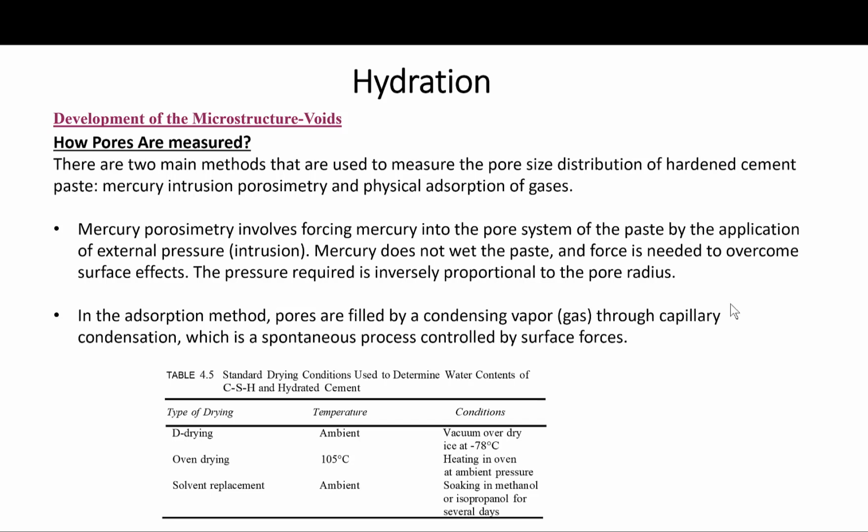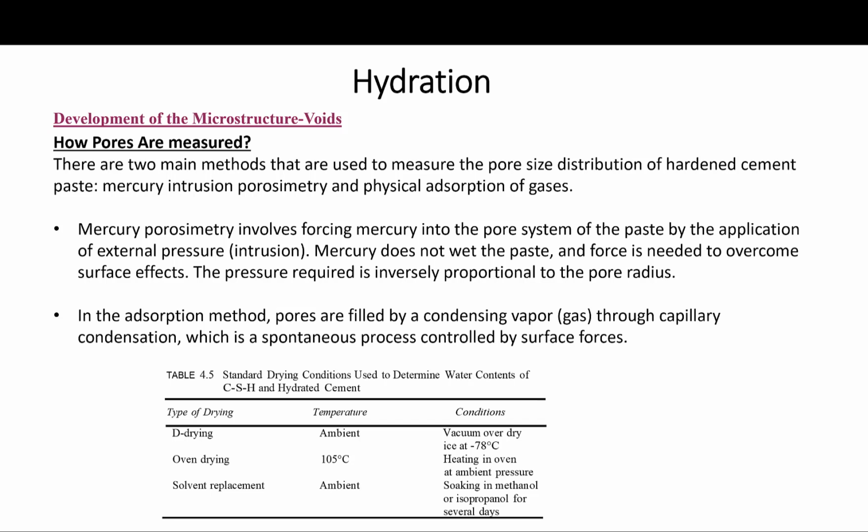Mercury does not wet the paste, and force is needed to overcome the surface effects. The pressure required is inversely proportional to the pore radius. In the adsorption method, pores are filled by a condensing vapor gas through capillary condensation, which is a spontaneous process controlled by the surface forces.